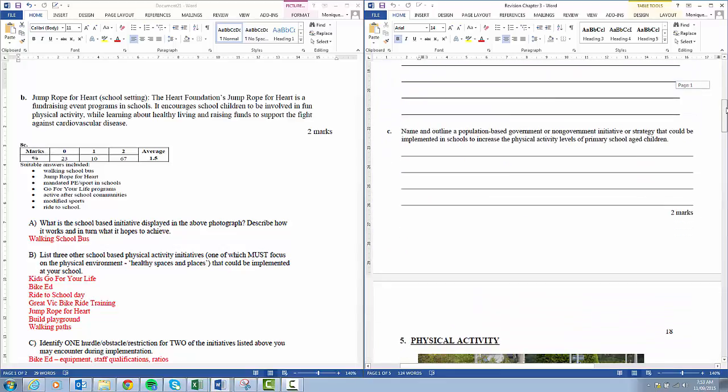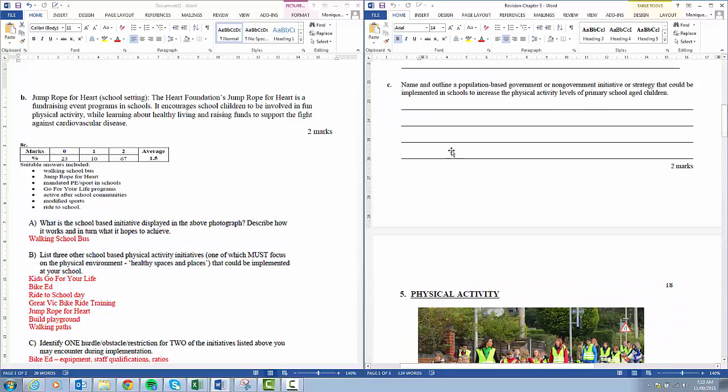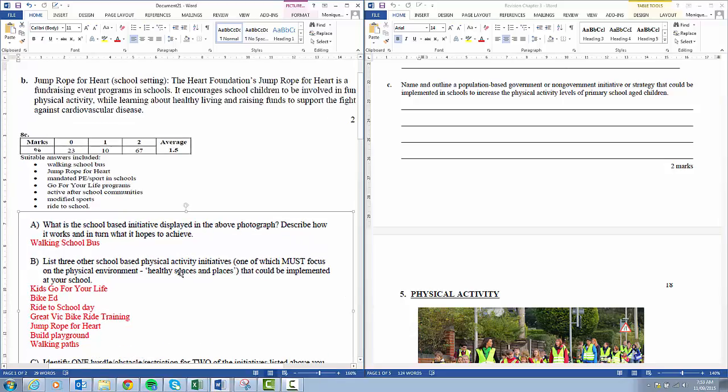And then with the next one, name and outline a population-based government or non-government initiative or strategy that could be implemented in schools. That sounds like quite a complex question. But if you look at the answers over here, again, Jump Rope for Heart, you could have put that again. Something like mandated PE lessons was actually one that you could have put in there, because that's a government initiative, they mandate PE lessons. So that would be a good one as well.